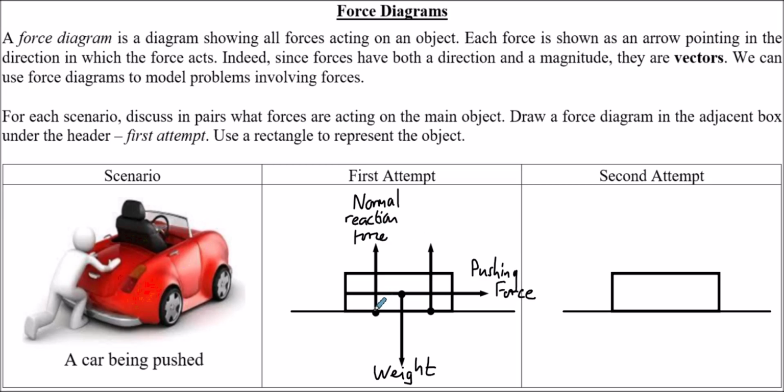Normal means perpendicular to the surface. It doesn't mean normal in terms of the opposite of abnormal. It's just another word for perpendicular. And that's coming from the wheels acting upwards. And so the forces on the wheels will be equal and opposite to the weight of the car. And again, I think it's reasonable to assume that this is a horizontal road.